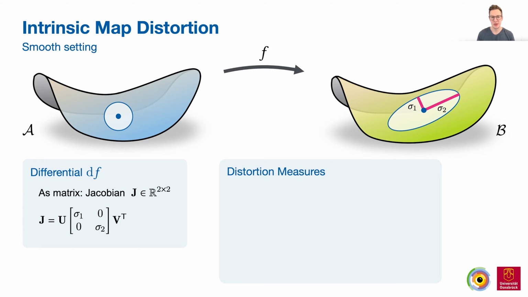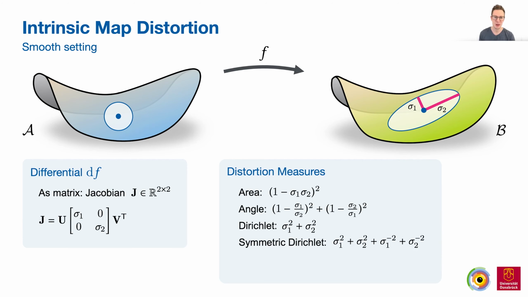Okay, so many different distortion measures based on these singular values have been proposed. For example, we could look at their product to measure how area is changed by the map. Or we could look at their ratio to see how angles are distorted by the map. One other thing we could do is square both singular values, and then a piece of surface wants to shrink indefinitely when going from A to B, because both singular values now want to become 0. And this is called a Dirichlet energy.